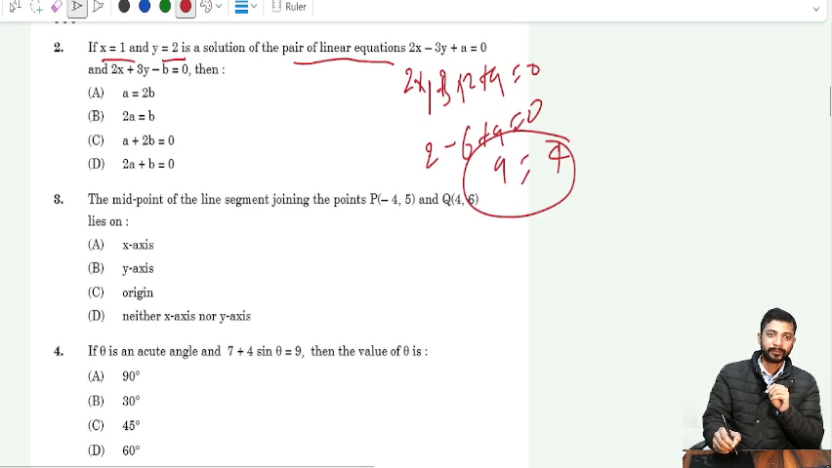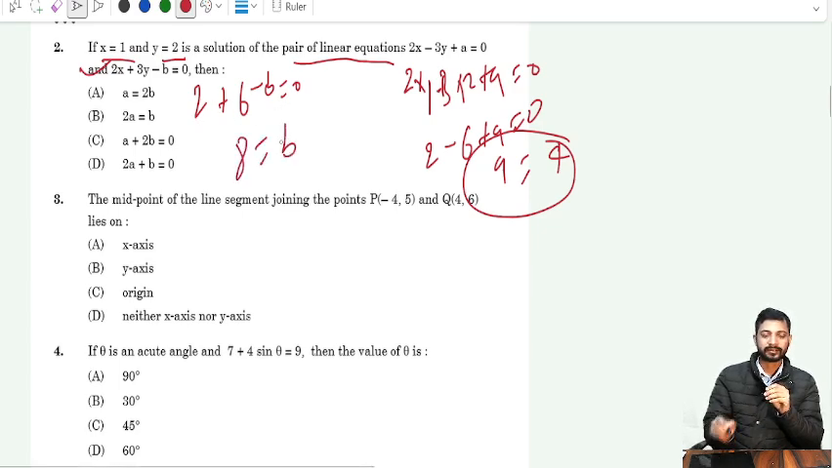Similarly, put the values of x and y in the second equation, that is 2x plus 3y minus b equals 0. If you substitute the values, it gives you 2 into 1, 2, plus 3 into 2, 6, minus b equals 0. Here it will be 6 plus 2 is 8, b goes to the other side, so b equals 8. Here a is 4, b is 8.